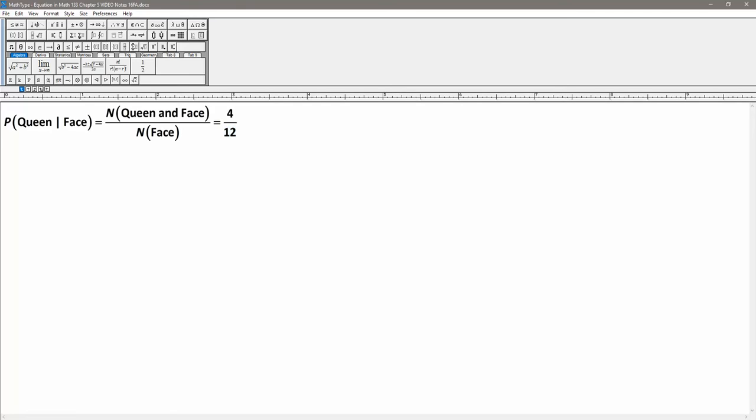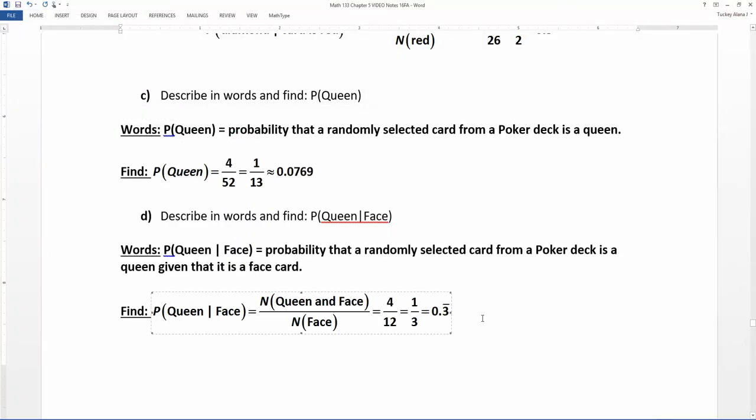That's a significantly different thing than just knowing it's a queen. I mean, a queen is 4 out of 52, but once you catch that glimpse that it's a face card, that significantly lowers the pool of cards it could be from 52 to 12. And 12 is a much smaller number. Right? And therefore, it's drastically affecting the probability.